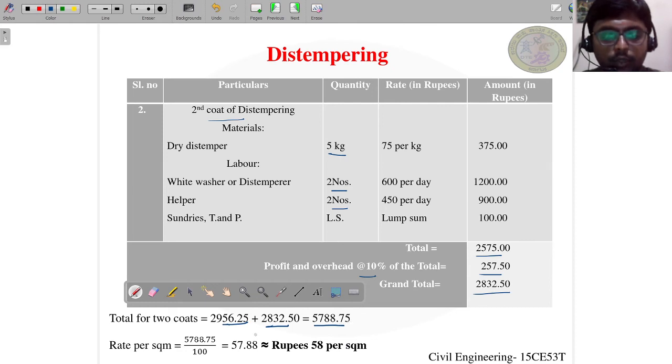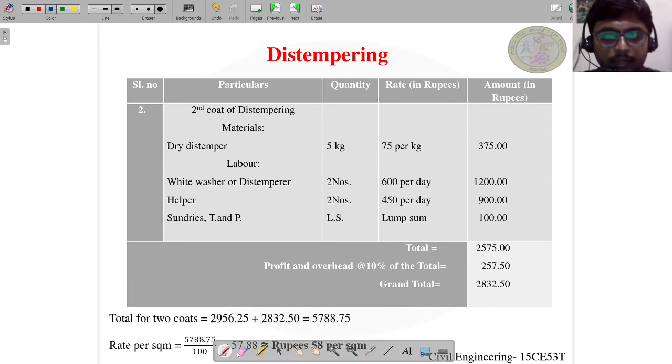And finally, to get the rate per unit, in this case per square meter, we have to divide it by the total quantity. So total cost divided by total quantity will give you 57.88, which is approximately 58 per square meter. So the unit cost for distempering work is 58 per square meter.